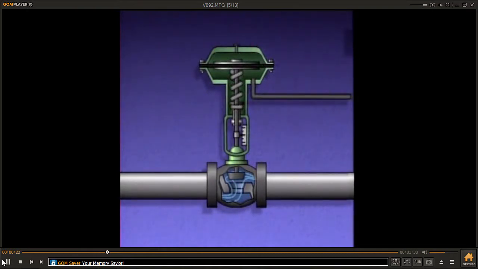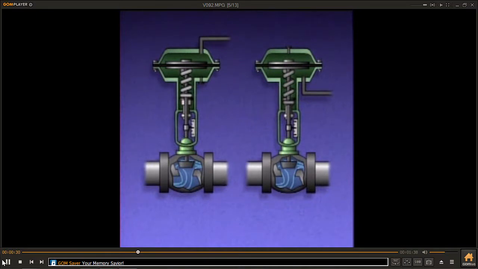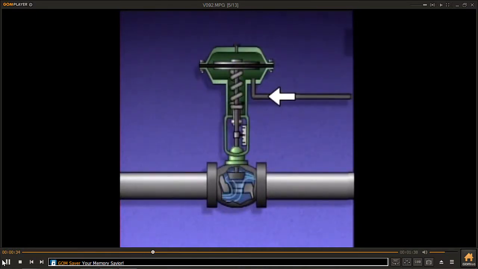A single-acting diaphragm actuator that's designed to close a valve, or fail closed, when air pressure is lost looks like this. As you can see, it's very similar to the actuator we just looked at. During operation, air pressure is fed into the lower chamber. This causes the diaphragm to lift, which expands the spring, raises the stem, and opens the valve. When air pressure is reduced, the spring pulls the diaphragm and the stem downward, closing the valve.